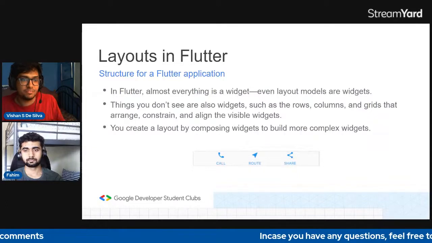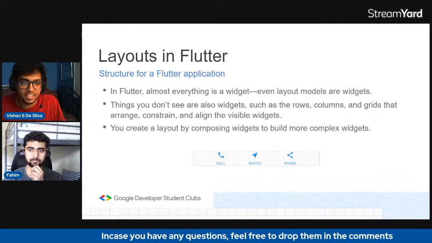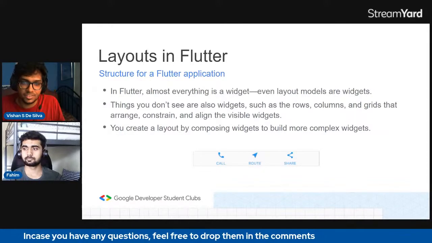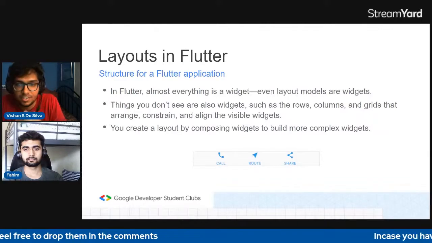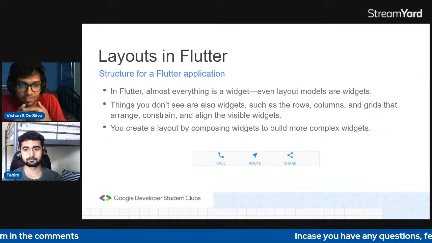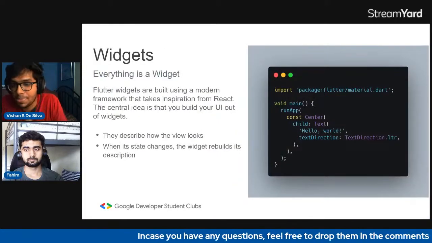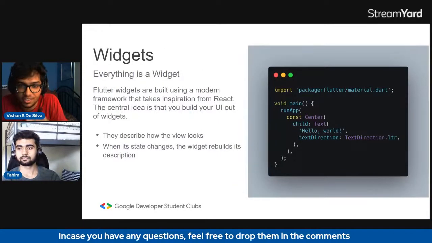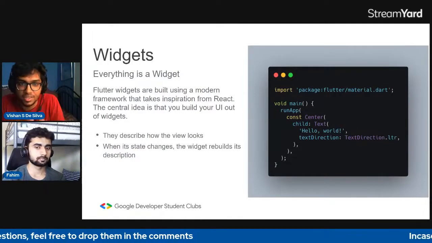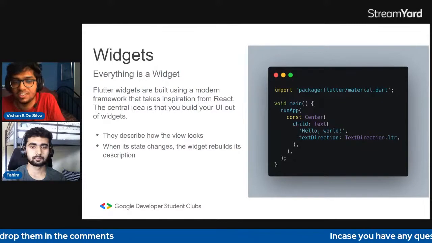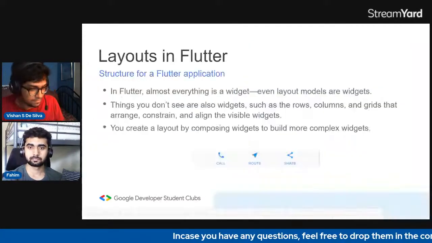So layouts in Flutter. Layouts is how you get your structure in a Flutter application. And again, everything in Flutter is a widget. Even layout models are considered widgets. These are things that you don't see, such as rows, columns, and grids that arrange, constrain, and align the visible widgets. If you look at the previous example, the text widget is something that you can see, but the center widget is the layout widget that's performing an action behind the scenes, which you can't really see. That's one of the layout widgets in Flutter.